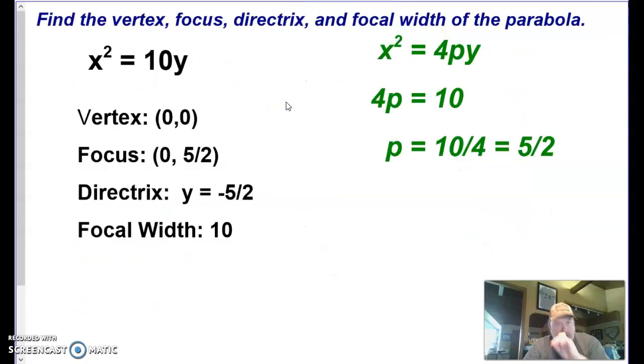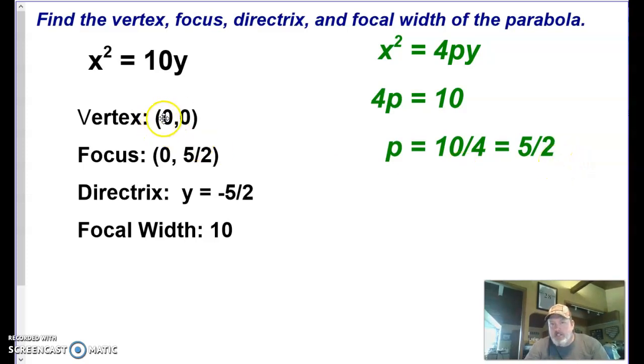All right, find the vertex, focus, directrix, and focal width of this parabola. So again, we have x squared. This is a positive number, so we know this is going to open up. Since it opens up, we know that 4p equals +10. If I divide, p is 10/4 or 5/2, 2.5 if you will.